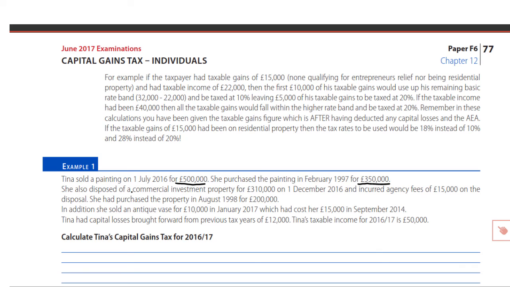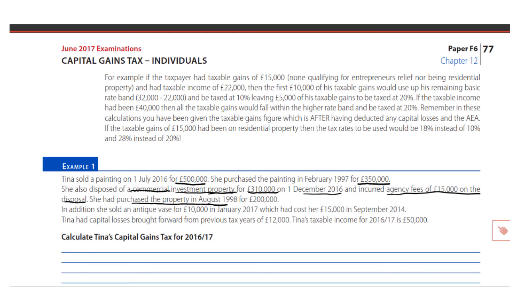She also disposed of a commercial investment property. It's a property, but it's not residential. It's a commercial property, a business property. Sales proceeds, 310,000, again in our tax year, December 16. She incurred agency fees of £15,000 on the disposal. So we've got selling expenses, therefore, to deduct directly from the proceeds of £310,000 to give you net proceeds.